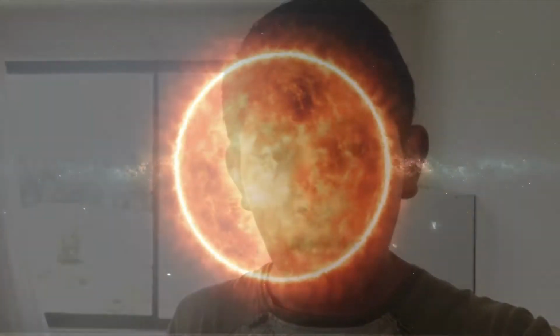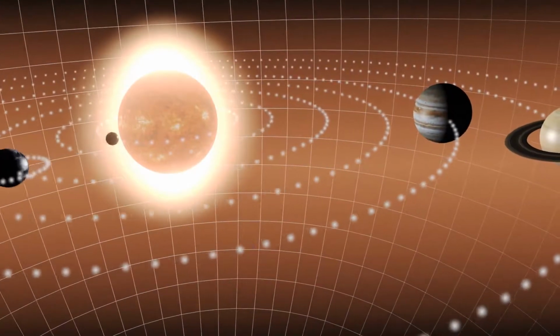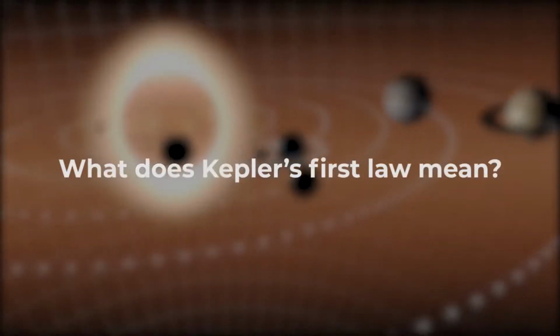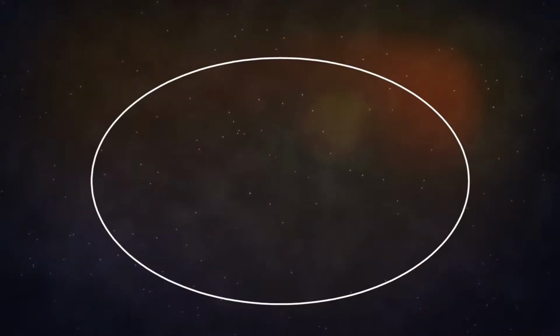Kepler's first law of planetary motion says that all the planets move around the Sun in elliptical orbits with the Sun in one of the foci. What does Kepler's first law mean? An ellipse is a shape that is a kind of squashed circle.